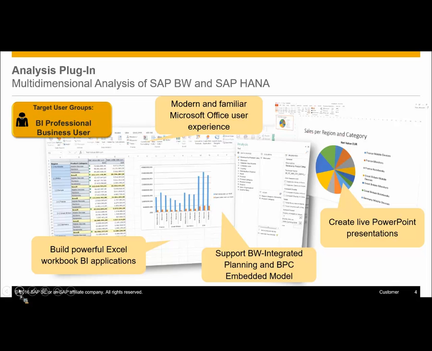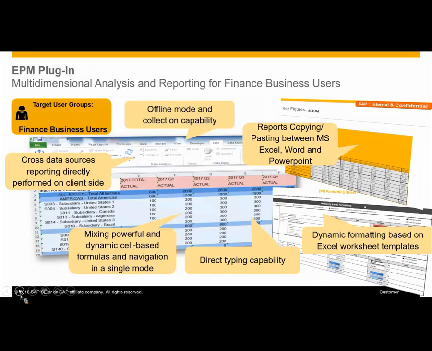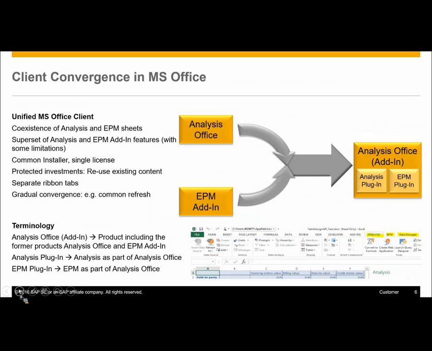And the other plugin, on the next slide, is the EPM plugin, which is more, I would say, the traditional free-form reporting tool for a finance business user, which provides you all the flexibilities for layouting, reporting, including a formatting sheet. And we have just put these two plugins, or these two clients, in the same installer. It's now called Analysis Office as an add-in. We introduced like a common Excel layer and put both on top of that.